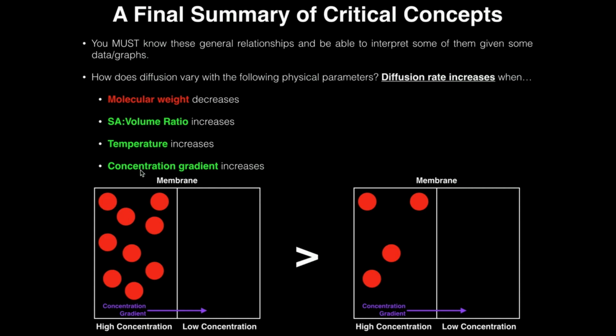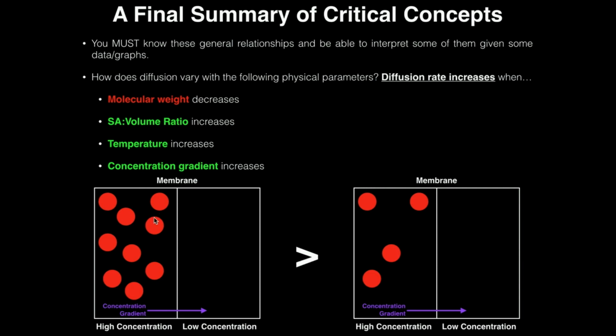And also ones that we didn't actually have an explicit experiment for, higher temperature increases diffusion rate. So if you actually took those gels that we looked at with the blue dye and put them in vinegar, and you put one at 300 degrees and one at 100, the one at 300 would diffuse more quickly because temperature increases the diffusion rate. And then the last thing is the concentration gradient increasing. So if you have a higher concentration gradient, you'll have a higher diffusion rate.